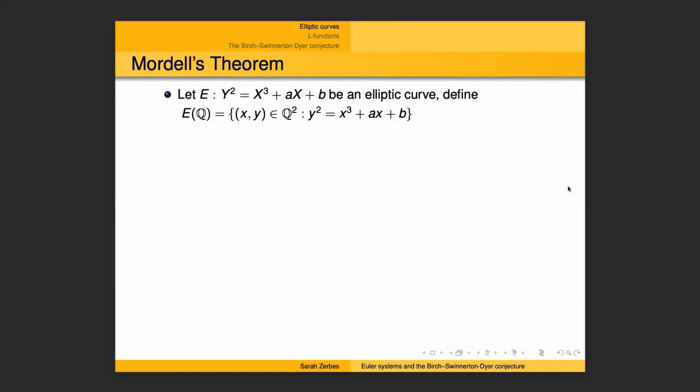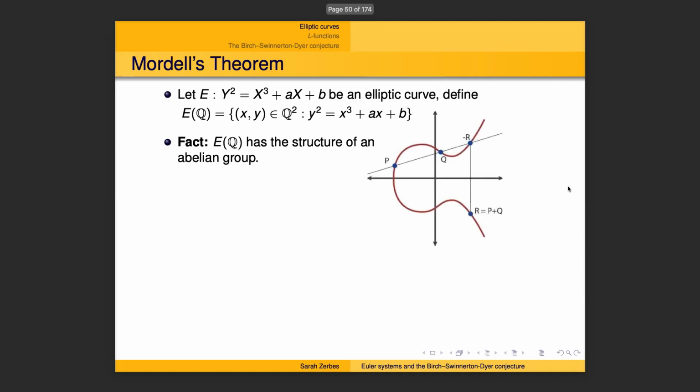Suppose that we take an elliptic curve and we define the set of rational points on the elliptic curve to be the set of pairs of rational numbers x, y which satisfy that equation. A priori, that's just a set that we don't know very much about. But it turns out that it has a really deep and interesting arithmetic structure. Namely, it has the structure of an abelian group. One can describe this group structure very nicely in a geometric way.